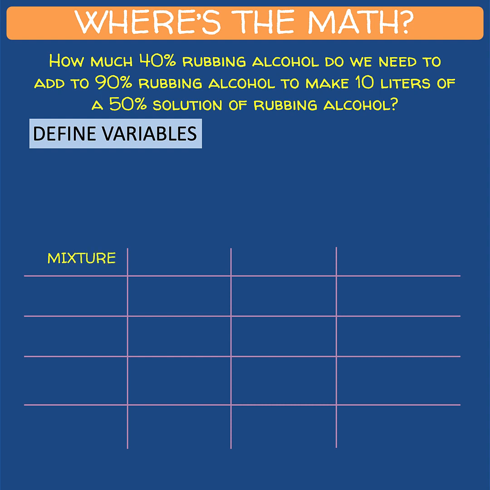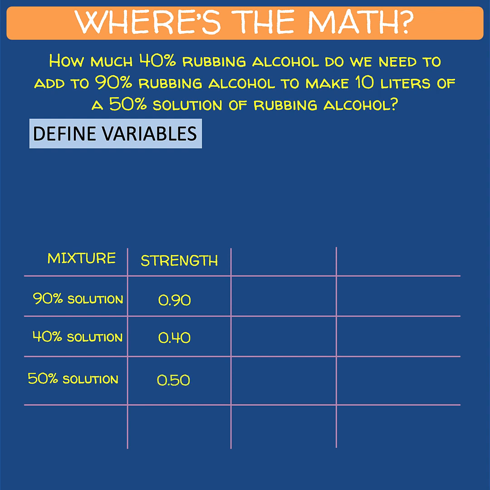We have different types of mixtures. We have a solution that is 90% rubbing alcohol. We also have another 40% solution and our desired solution of 50% rubbing alcohol. Then, we write the strength of the solution in decimal. So 90% is 0.90, 40% is 0.40, and 50% is 0.50. Then, we identify the volume in liters of each solution.